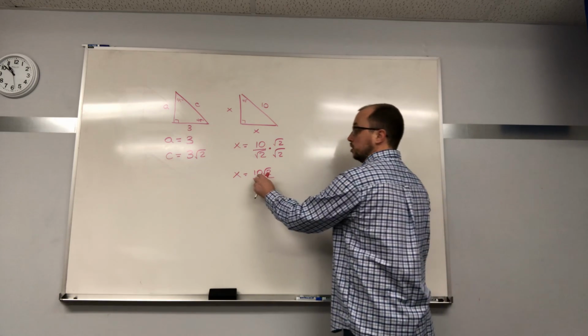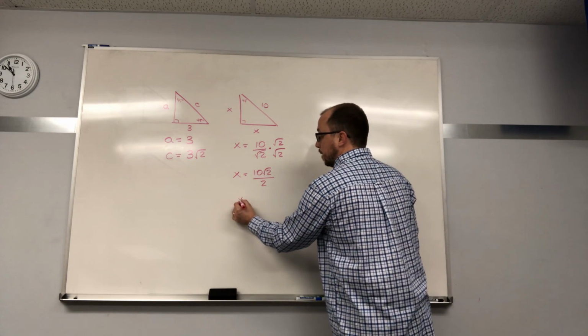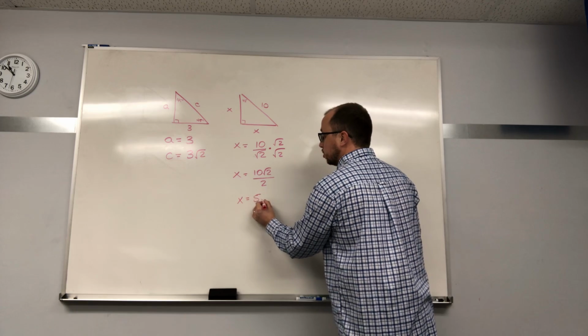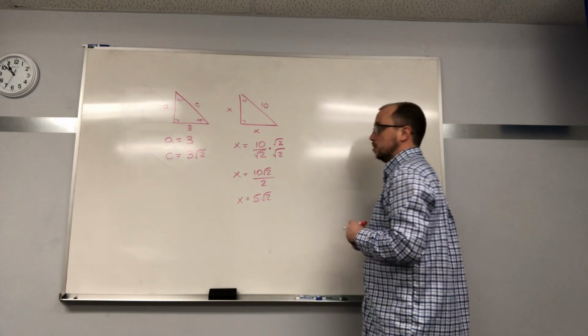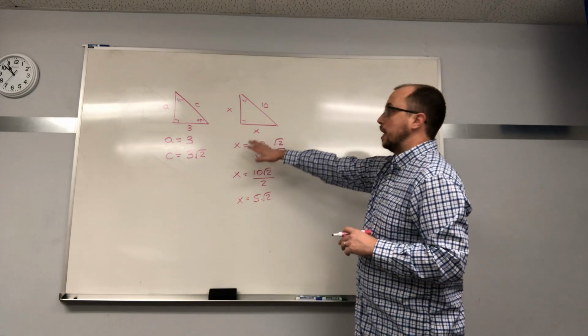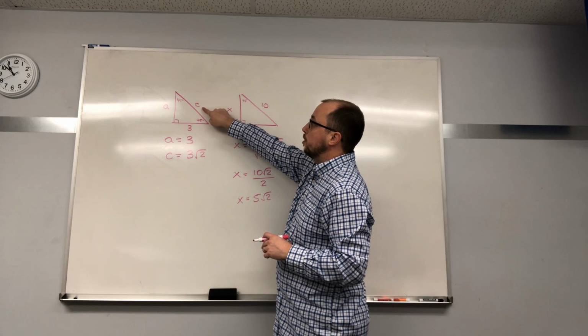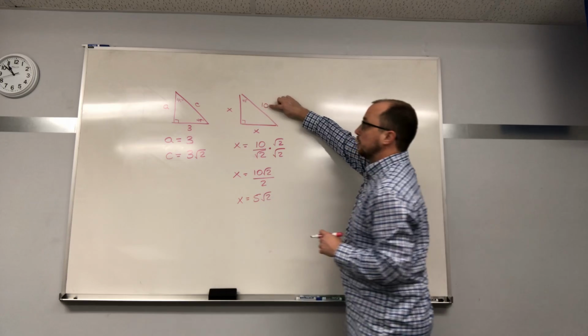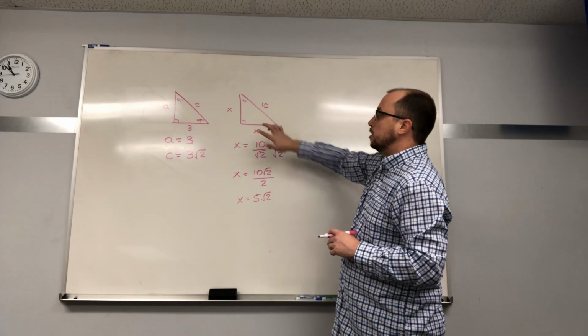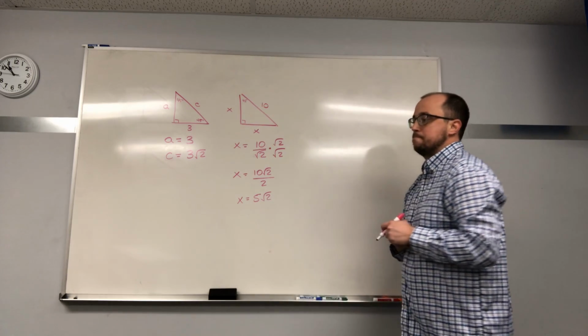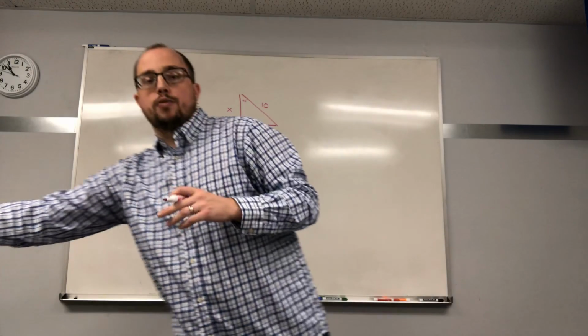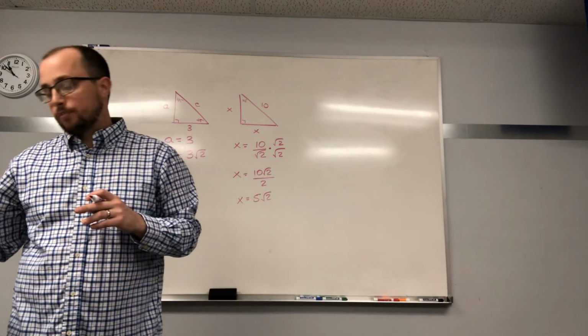Then we can reduce. 10 divided by 2 is just 5. So my answer is 5 square root of 2. Okay? So in this case, x would be 5 square root of 2. Just like over here, we said we could take the short side and multiply by square root of 2 to get the long side. Here we can take the long side and divide by square root of 2 to get the short side. Okay? Let's look at what we do if we've got a 30, 60, 90 triangle.